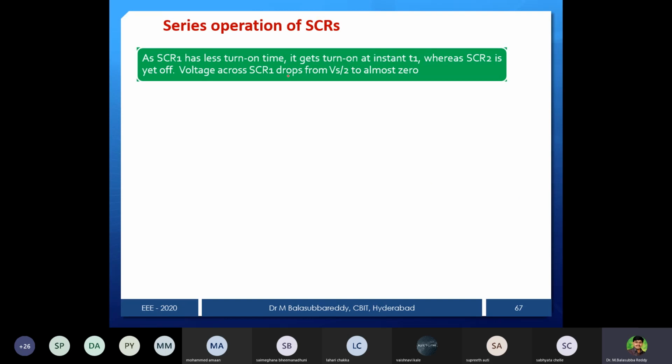Let's consider it gets turned on first. It has less turn on time, which means SCR1 will turn on first at some instant t1. SCR2 is not yet turned on. So we can see that voltage across SCR1 drops from Vs by 2 to almost 0. You can see very simple logic. These two are in series. Both are sharing equally, Vs by 2 and Vs by 2.